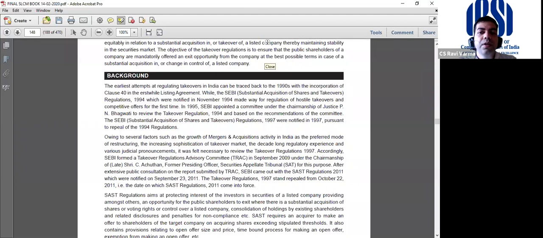Now coming to the takeover. What do you mean by takeover code and why do we need a takeover code? You know why there was a need for a takeover code? The takeover code came in 1994 by way of a regulation. Thereafter 1997. Then finally it was notified in 2011. Now what is the difference? Sir, why is there a takeover code at all? See what happens if there is no takeover code. Before we go to the takeover, there are one or two queries which I would like to answer.